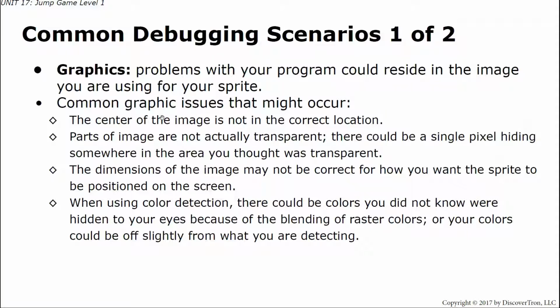Some common issues: center of the image is not in the correct location. I just said that. Parts of the image are not actually transparent. I just said that. There you go. Single pixel could be hiding somewhere in the area you thought was transparent. The dimensions of the image may not be correct for how you want the sprite to be positioned on the screen. When using color detection, I just said that one, so I'll let you pause it and read about that.